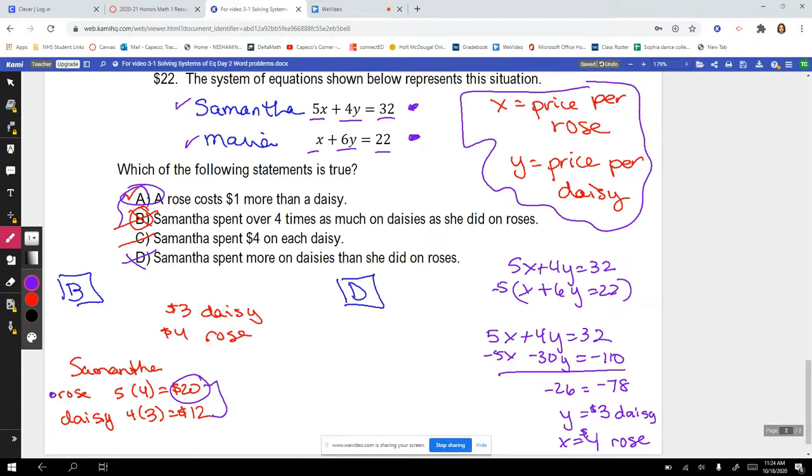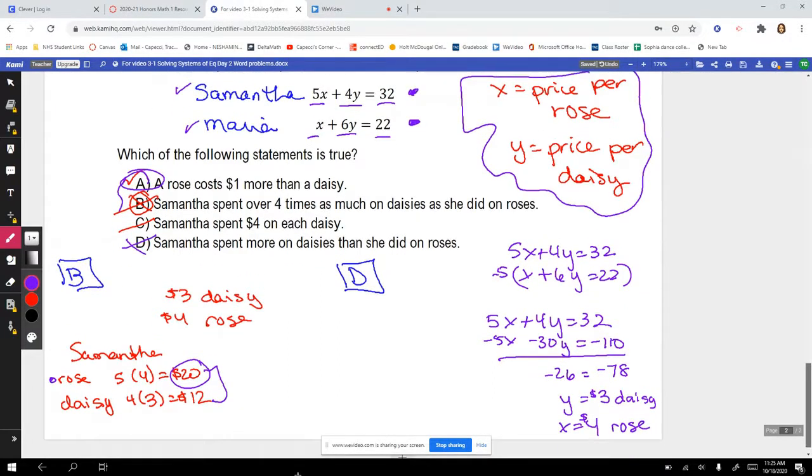But again, always a good idea and a good habit to get into in a multiple choice to go through all 4.